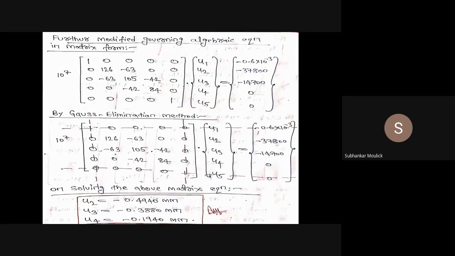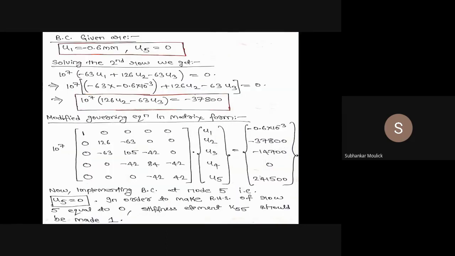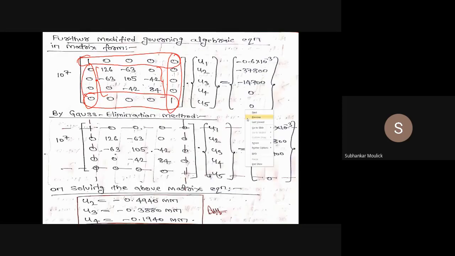So you can see then the modified governing algebraic equation becomes this equation. See, this is 1 0 0 0 0, 1 0 0 0 0 in the fifth row. See, 0 0 0 0 1 and 0 0 0 0 1. The remaining matrix is same. Okay, and now see the difference. Here it was 24 1500, but it is not the correct equation because we will not get u5 equal to 0. Now this u5 you can substitute equal to 0.